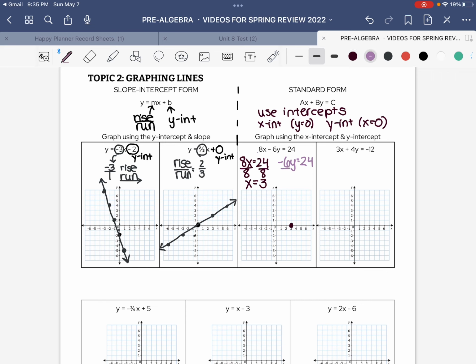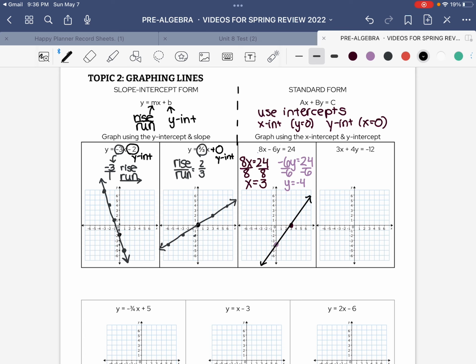Then you divide by -6, and 24 divided by -6 is -4. So I put a point on the y-axis at -4 and draw a straight line through these 2 points. Like that.